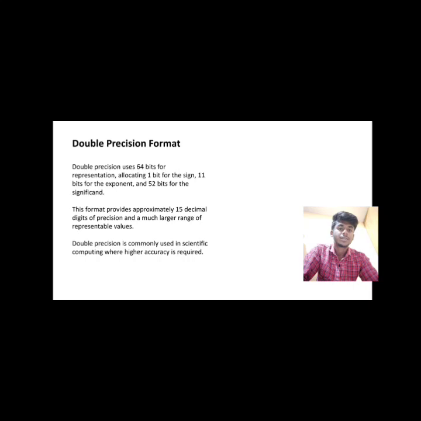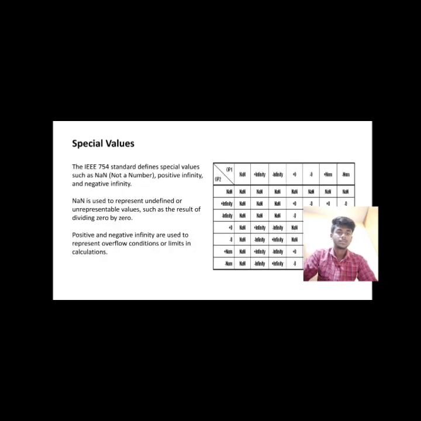Double precision format. Double precision format is a 64-bit representation, allocating 1 bit for the sign, 11 bits for the exponent, and 52 bits for the significand. This format provides approximately 15 decimal digits of precision and a much larger range of values. Double precision is commonly used in scientific computing where high accuracy is required.